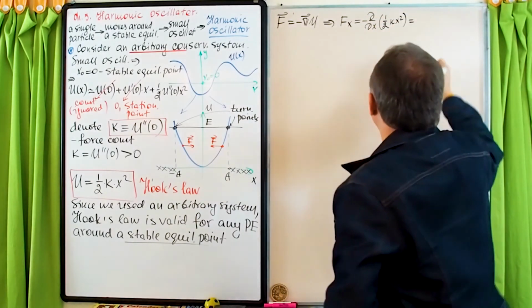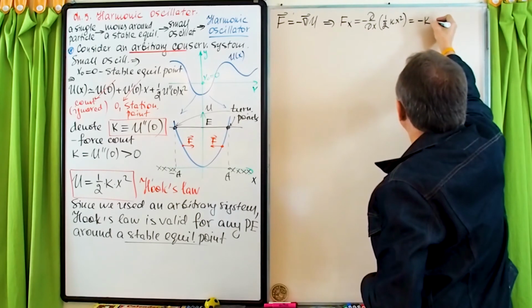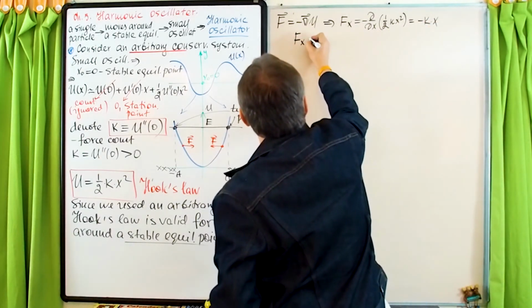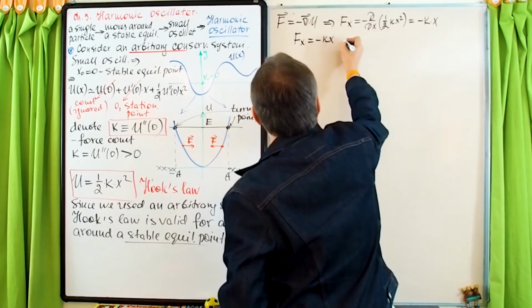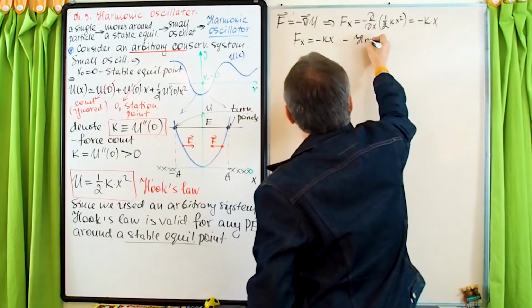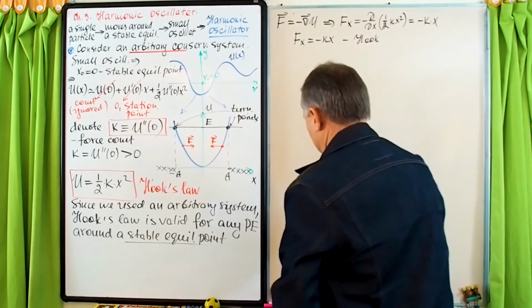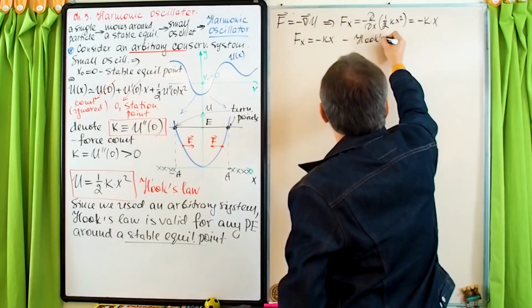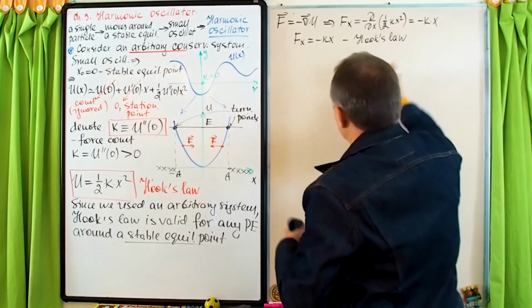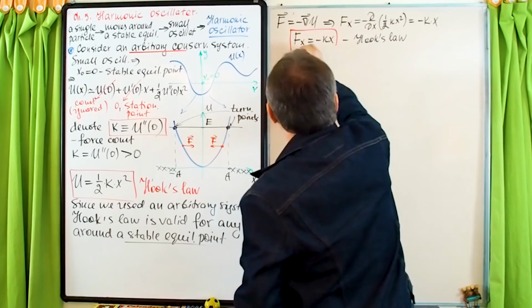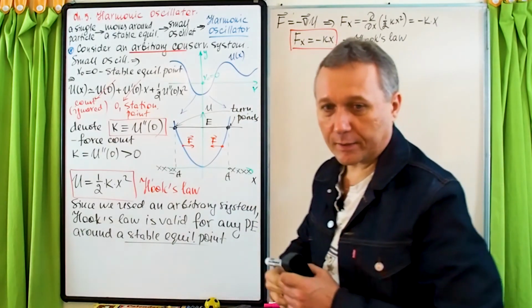Right. So it will be minus kx. Of course, everyone knows that, right? So minus kx, and this is also called Hooke's law, right? And of course, that's what we're going to use in our Newton's second law.